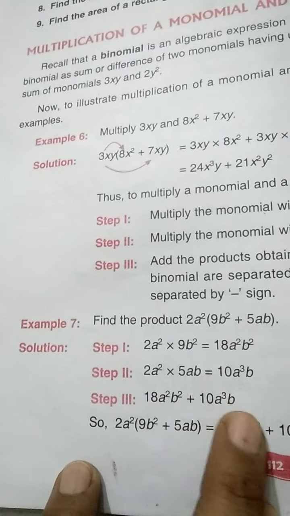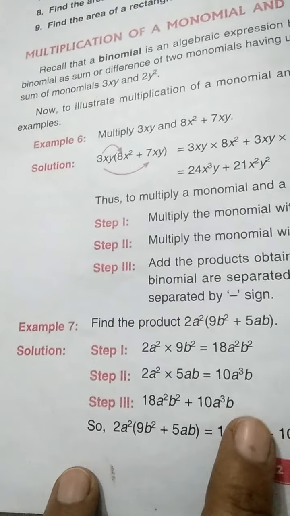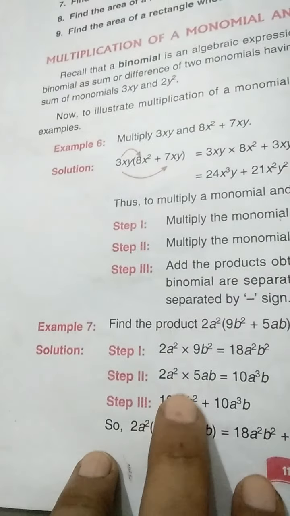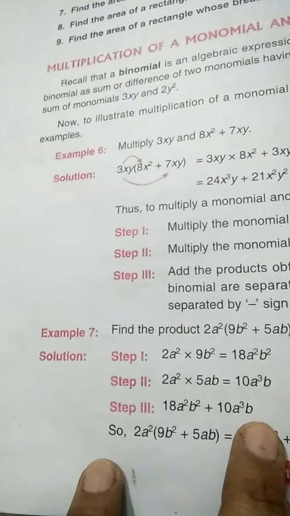18a square b square plus 10a cube b. We can see that the variables in both the terms are different. So this is our answer.